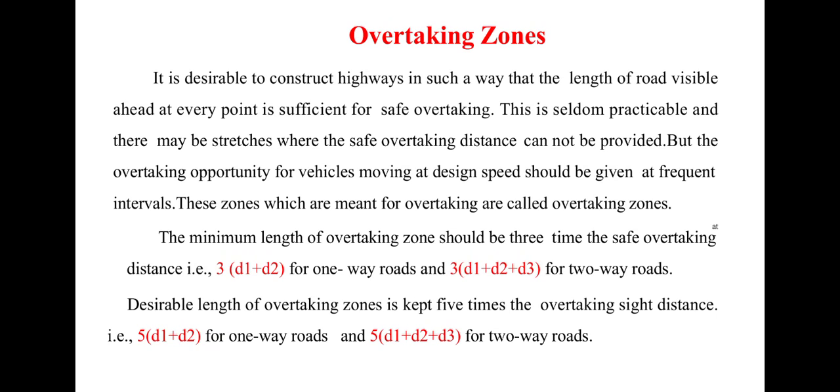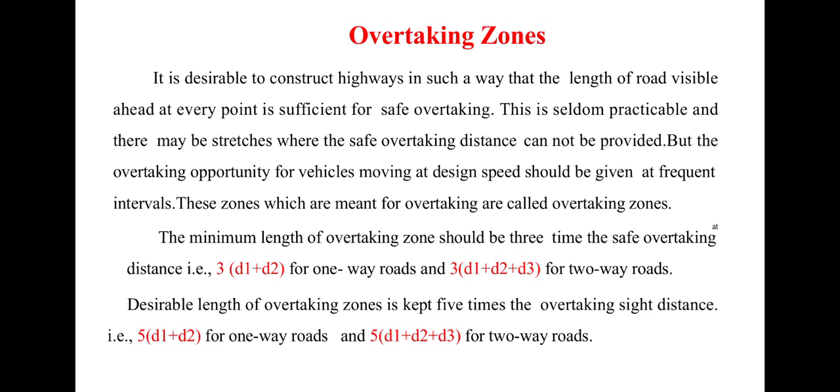Many a time on the road you can see some area is widened. This is usually provided for overtaking purposes, and that zone is called the overtaking zone. The minimum length of an overtaking zone should be 3 times the safe overtaking distance, that is 3 into d1 plus d2 for one-way roads, and 3 into d1 plus d2 plus d3 for two-way roads. The desirable length of an overtaking zone is kept 5 times the overtaking sight distance, that is 5 into d1 plus d2 for one-way roads and 5 into d1 plus d2 plus d3 for two-way roads.